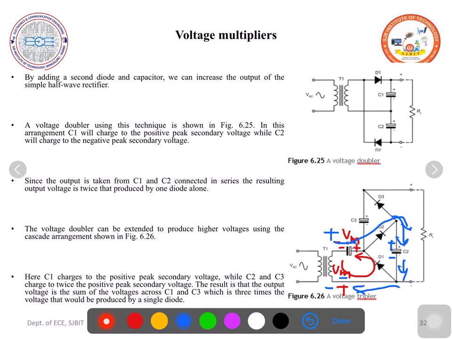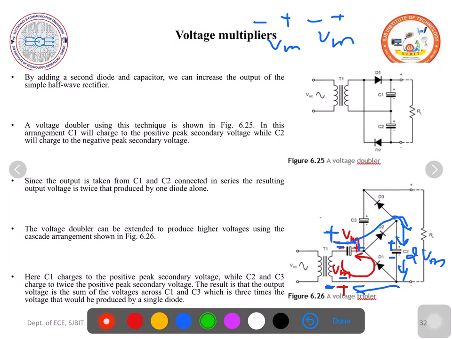Observe the blue marks, minus, plus. Here the capacitor C1 polarity is minus, plus. Minus, plus, minus, plus, they add. So here it is Vm, here it is Vm. So this capacitor gets charged to 2 Vm. C2 will get charged to 2 Vm.